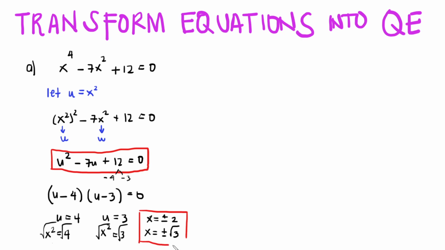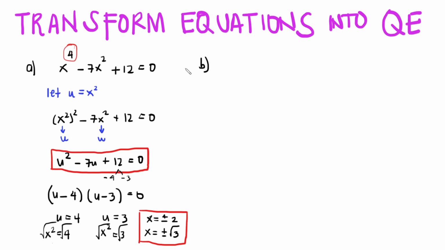So if you're asking if we have 4 values of the roots, yes we have, since we have power of 4, so it gives us 4 possible roots, and that is plus and minus 2, plus and minus square root of 3. Okay, so that's it for our first example. So let's have another one. Example letter B.